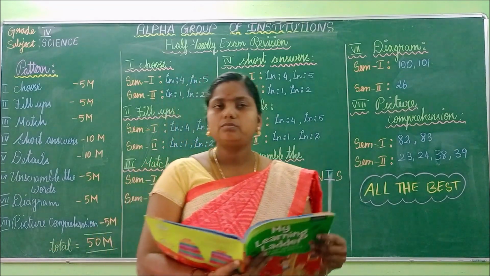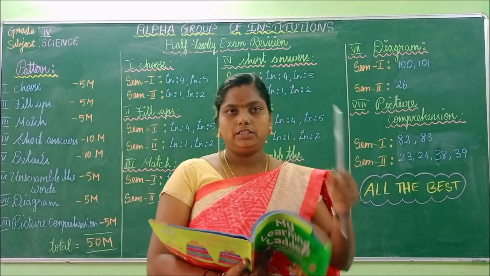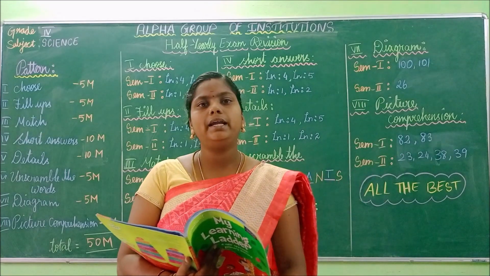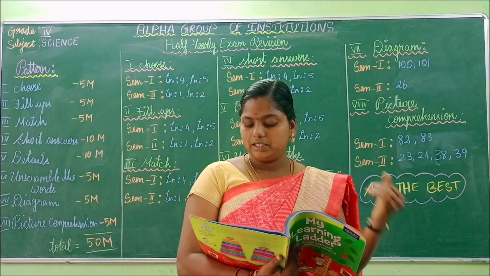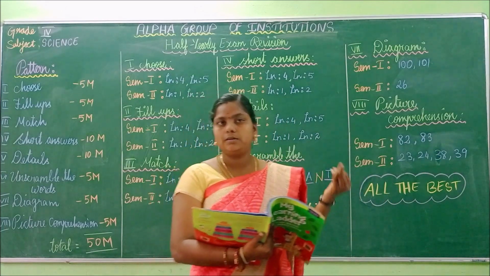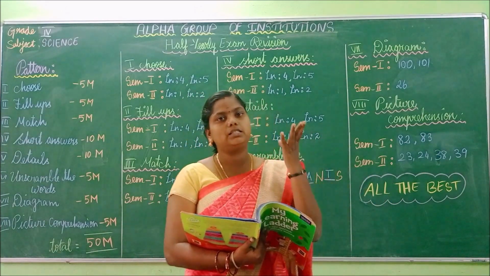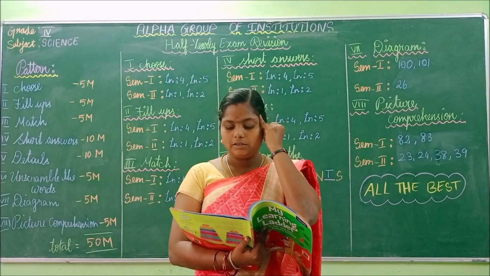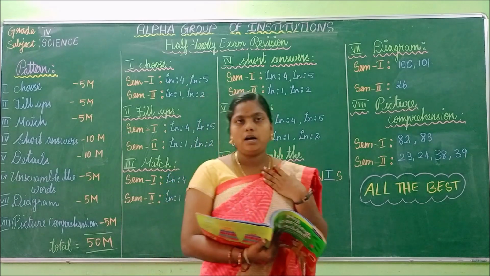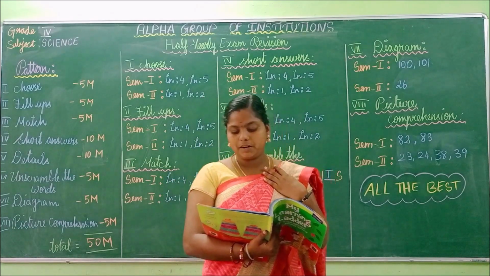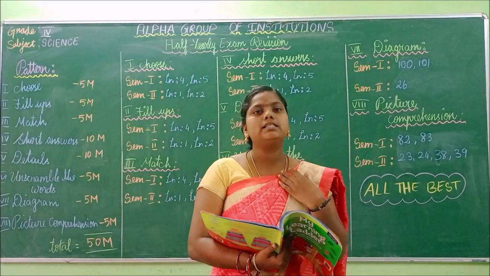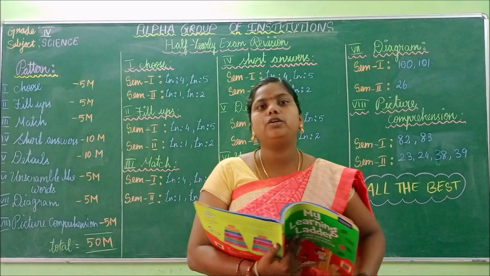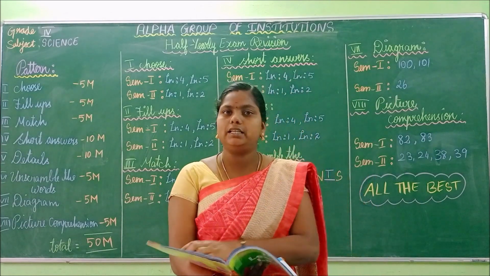Is it clear, children? Next lesson. I'll just read the questions: brain, heart, lungs, stomach and kidney. The options are digestive system, excretory system, nervous system, respiratory system and circulatory system. The brain is from the nervous system. Heart is from the circulatory system. Lungs are from the respiratory system. Stomach is from the digestive system and kidney is from the excretory system.